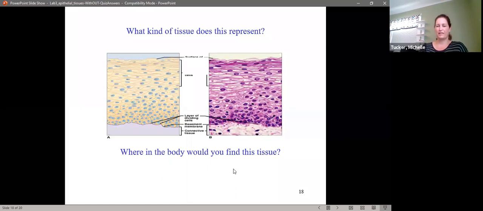Where in the body would you find this tissue? For our slide samples, it's in the esophagus. All the slide specimens are going to be coming from the esophagus for this particular tissue type. You'll learn about keratinized stratified squamous when you get to the integumentary system in lecture.